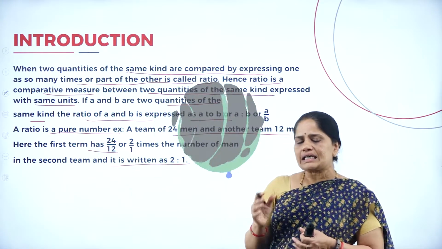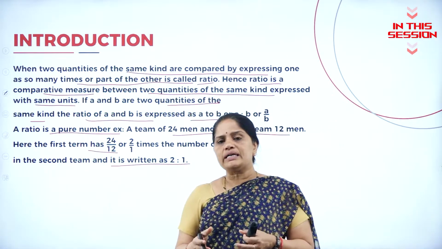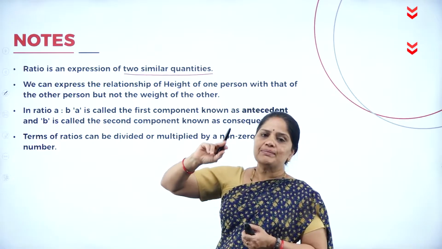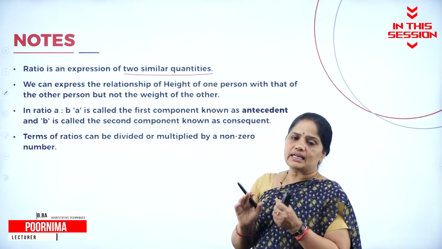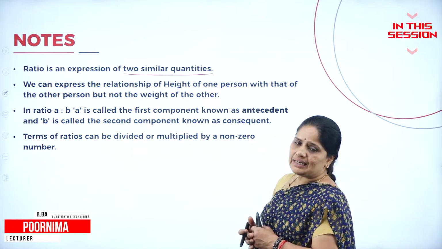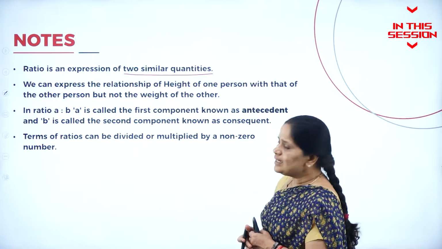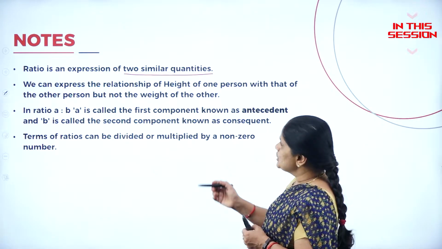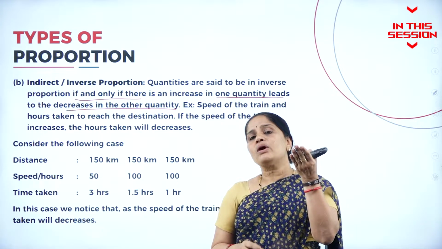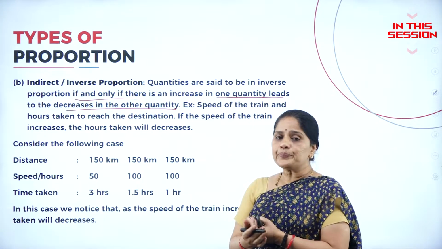When we write a comparison between two quantities, we call it a ratio. When two similar quantities are written in comparison with each other, we will know exactly what the true picture of the relationship between the two numbers is. Indirect proportion means an increase in one quantity leads to a decrease in the other quantity.